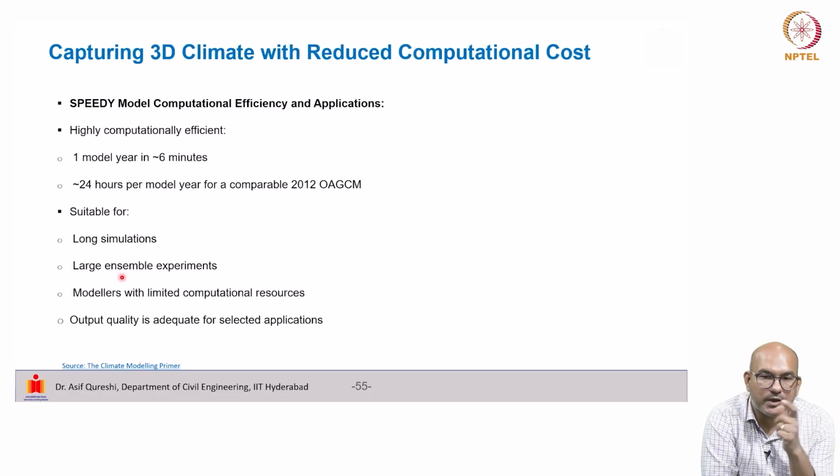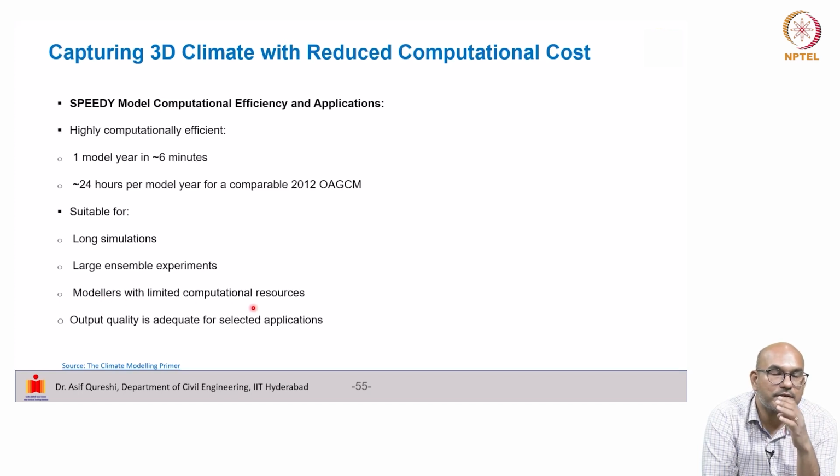What if I change some parameter by 1%? What if I change another parameter by 2%? What is my climate after 100 years? We only need to wait for 10 hours of simulation and we will have the answer. So, we can do a large number of simulation experiments. This is also good for modelers who want to do climate modeling but do not have supercomputers with them.